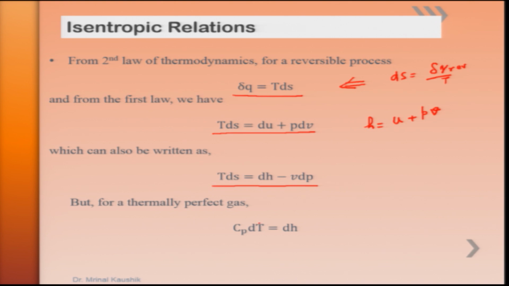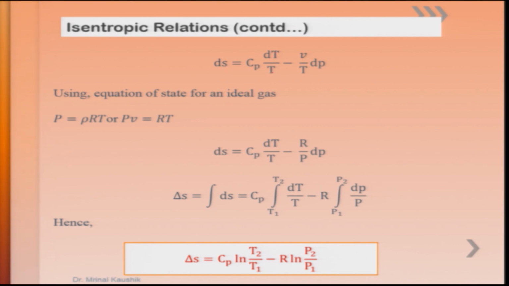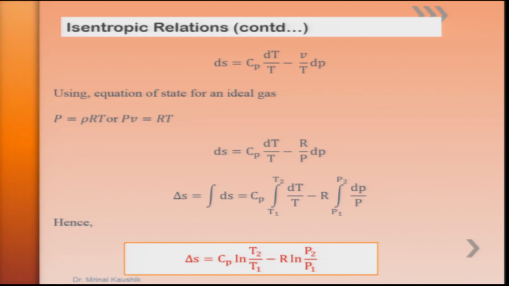Now, for a thermally perfect gas, we know that dh is equal to Cp dT. Substituting this value here, we obtain ds is equal to Cp dT by T minus v by T dp. However, from pv equal to RT, that is the ideal gas law or equation of state for a perfect gas, we can write straight away ds is equal to Cp dT by T minus R by p dp, which can be solved if the integration is done on both sides.